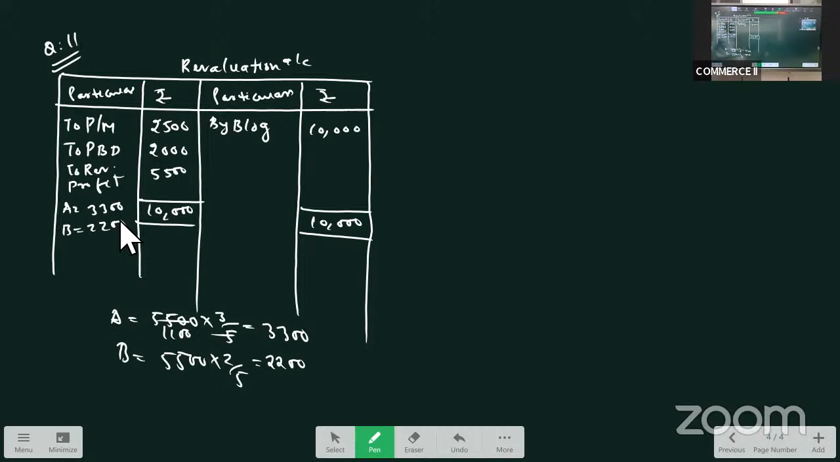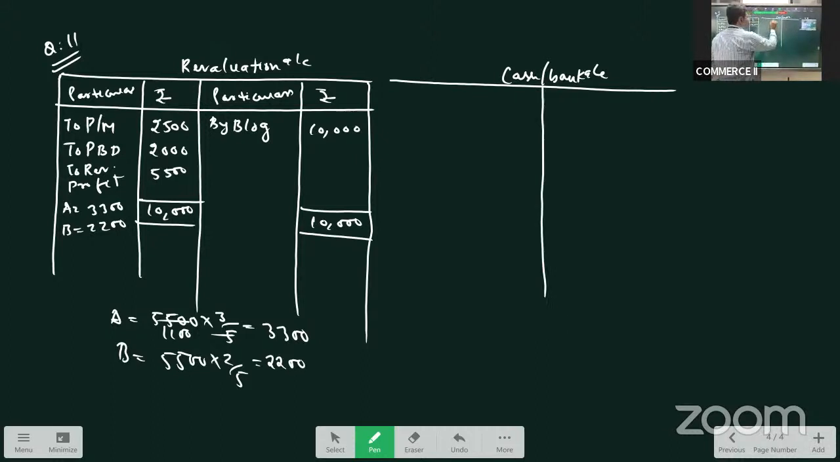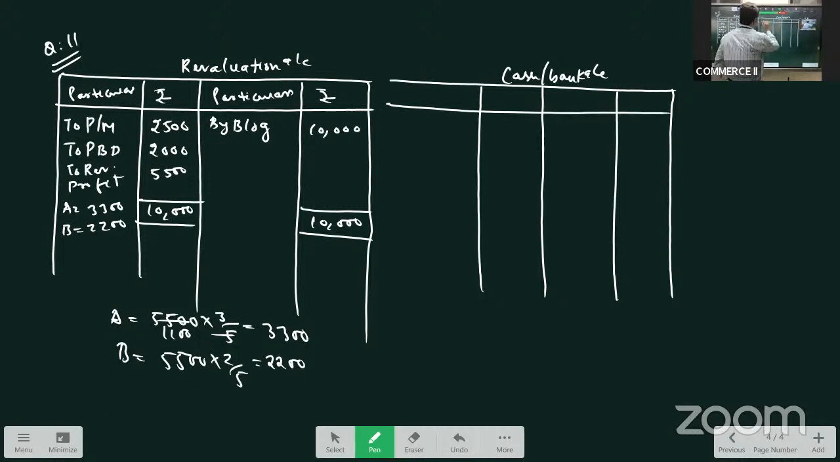Okay. Then we'll prepare the cash account, cash or bank account. What is the opening cash balance given? Cash at bank is given as 25,000. Okay, so let us take to balance brought down 25,000.